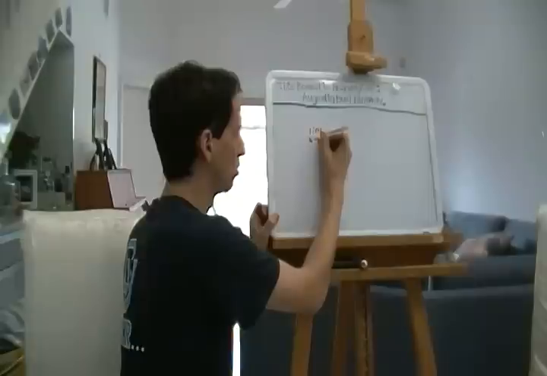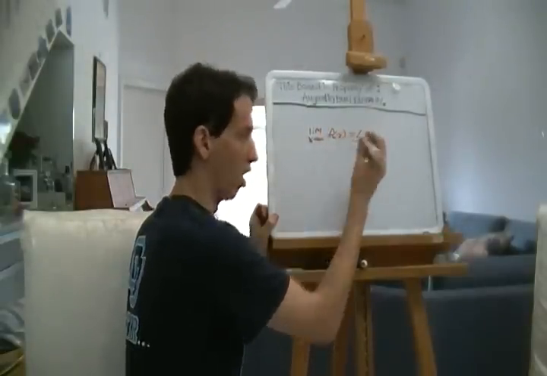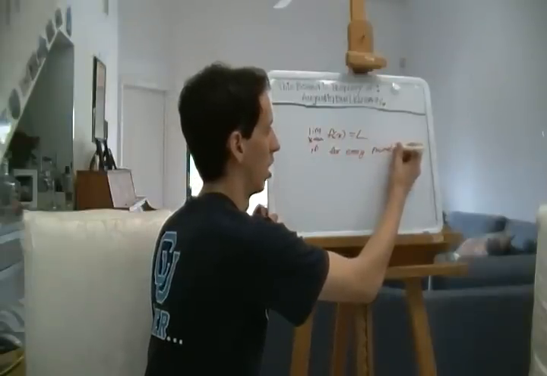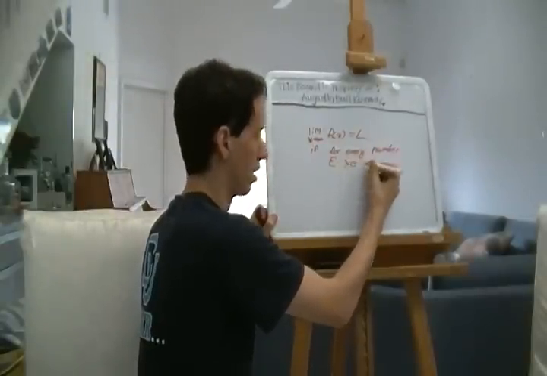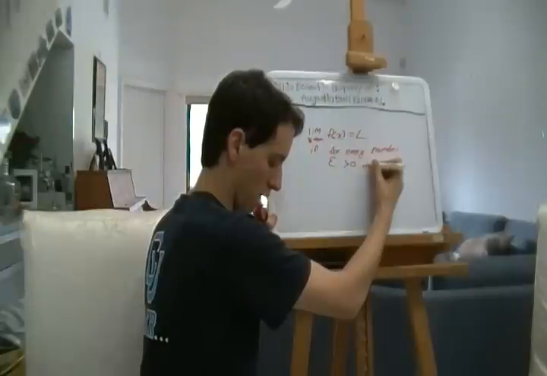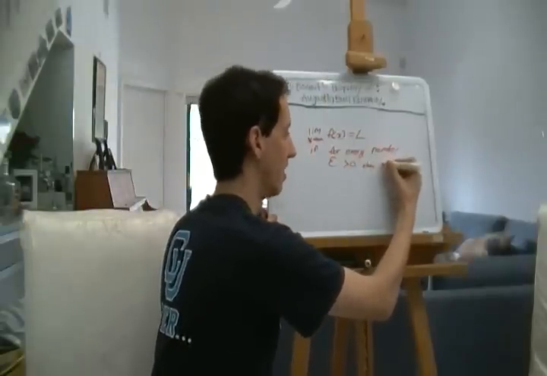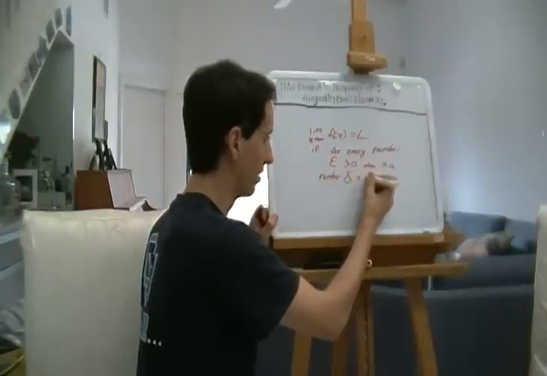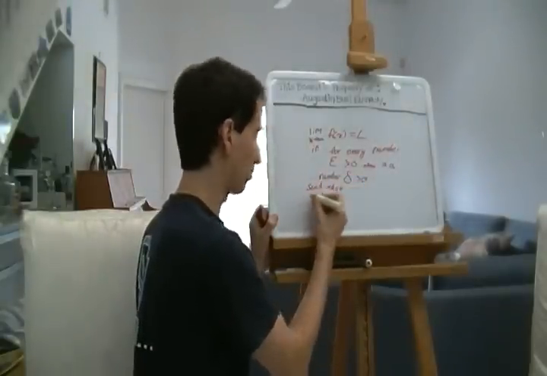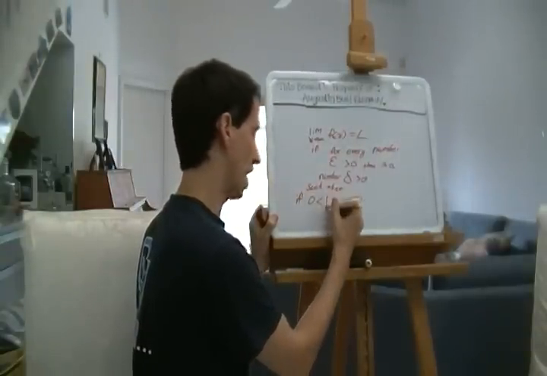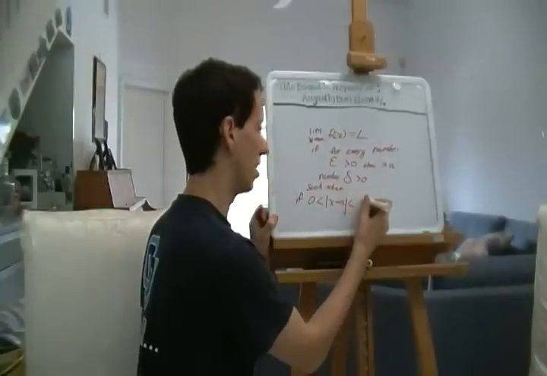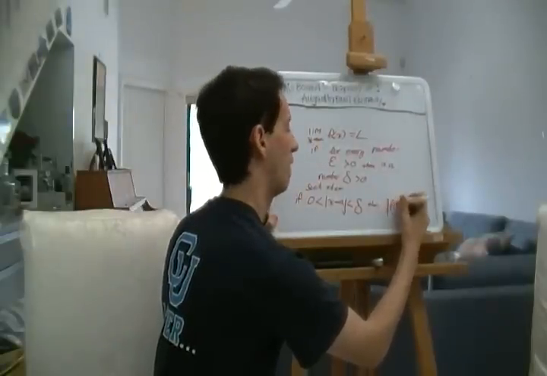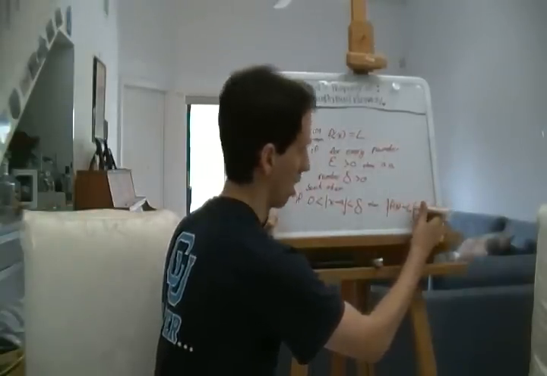The limit, as x approaches a, of f of x equals L if for every number epsilon greater than 0, there is a number delta greater than 0, such that if 0 is less than the absolute value of x minus a is less than delta, then the absolute value of f of x minus L is less than epsilon.